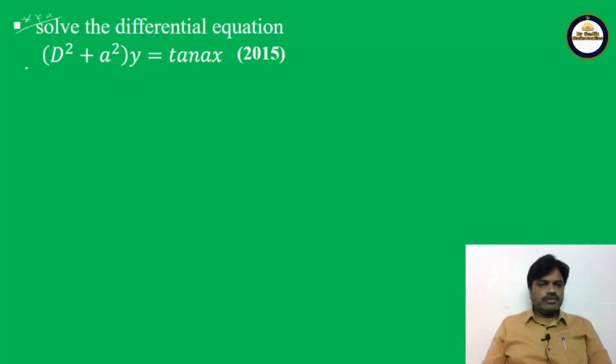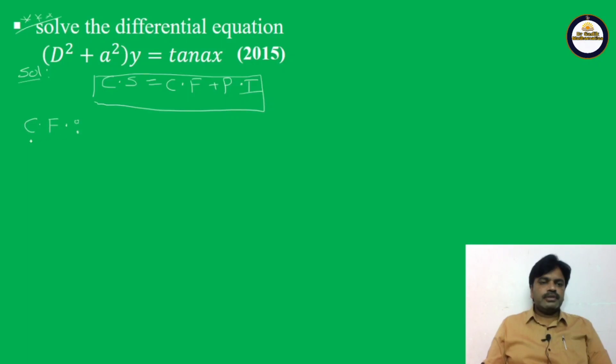Let us see the solution. Here also, what is the complete solution? The first step is the complete solution, friends: complementary function plus particular integral. You always highlight the formula, friends. So the first subheading is the complementary function. It is already in symbolic form, so you write here the auxiliary equation. What is the auxiliary equation? D square plus a square is equal to 0.